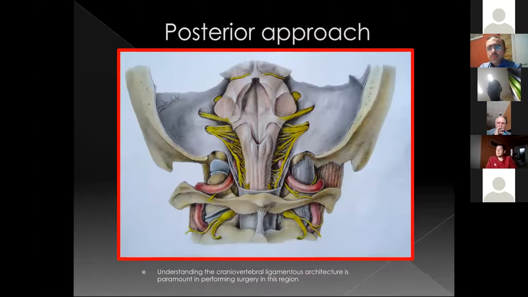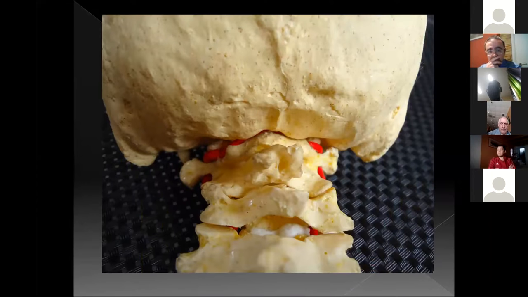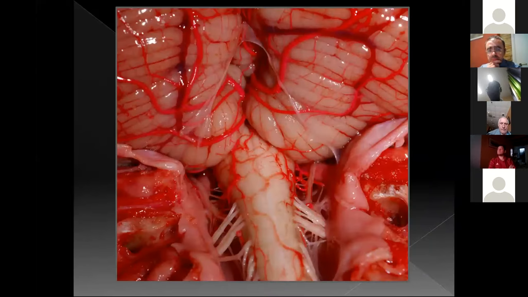This is a picture, a drawing of this region. Look at this, it's very, very important to know this anatomical region in order to avoid lesion of these important nerves. So these models are made to know much better the anatomy of this challenging region and to avoid damaging the cranial nerves. Here we have a posterior aspect of the cerebellum, the medulla, and the upper cervical spinal cord.